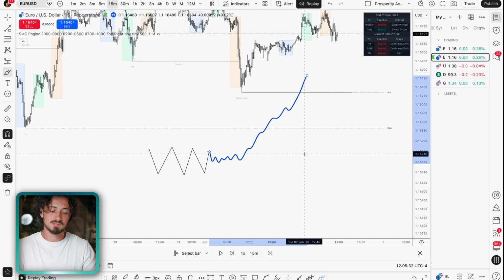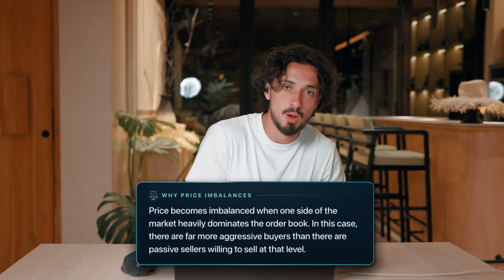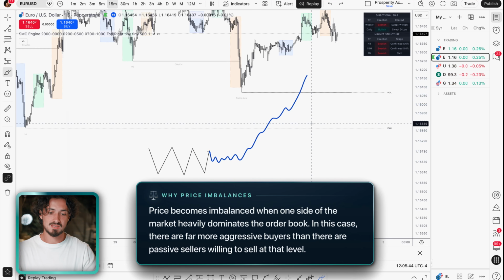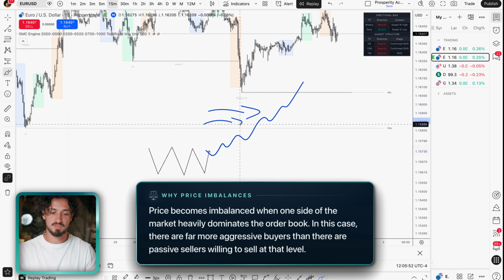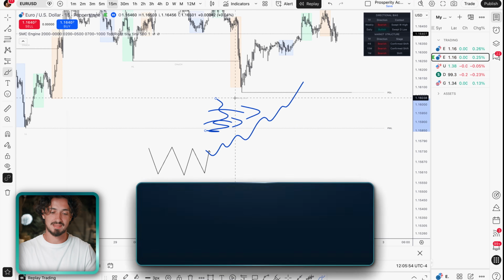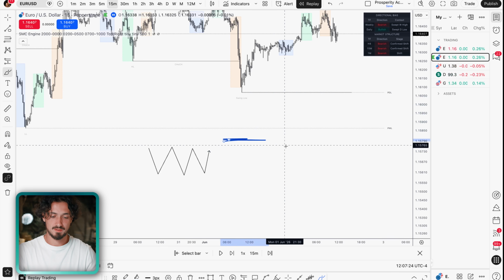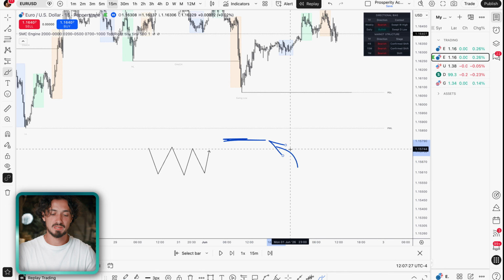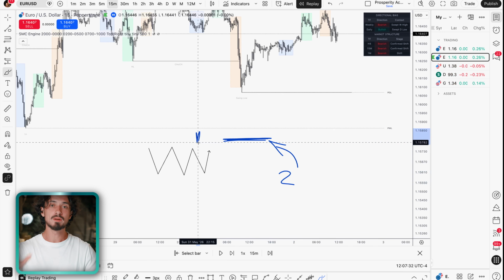Why is it imbalanced? It's imbalanced because one side of the market is heavily dominating the order book. That means there are a lot more aggressive buyers in this instance than passive sellers are willing to sell at this level. So I want you to imagine a very simple idea. Let's say price is here, and let's say 2 people want to buy at this level, but there's only one seller. Only one of them can fill that order.